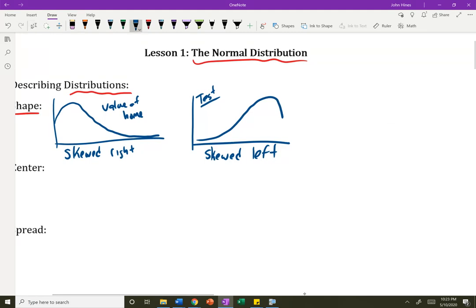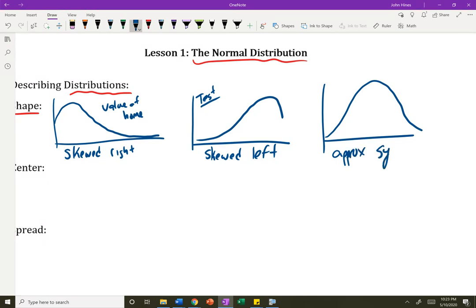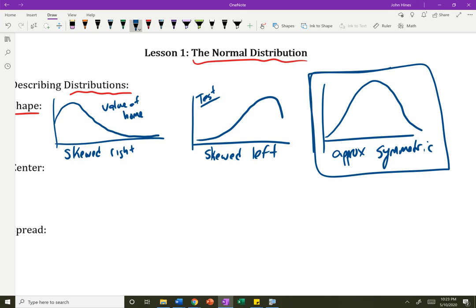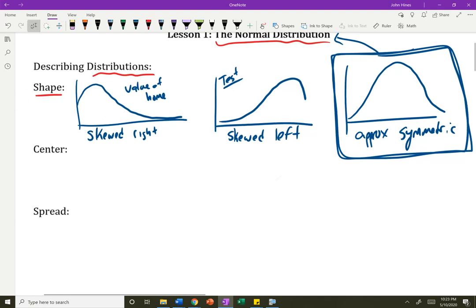But the shape we're going to care the most about is things that are approximately symmetric. There's a couple low values, there's a couple high values, but most of the people are in the middle here. This is going to be the shape of distributions we're working with during this unit, things that are approximately symmetric, and the normal distribution is symmetric for that sake. So these skewed shapes exist, but we're not going to really talk about them.